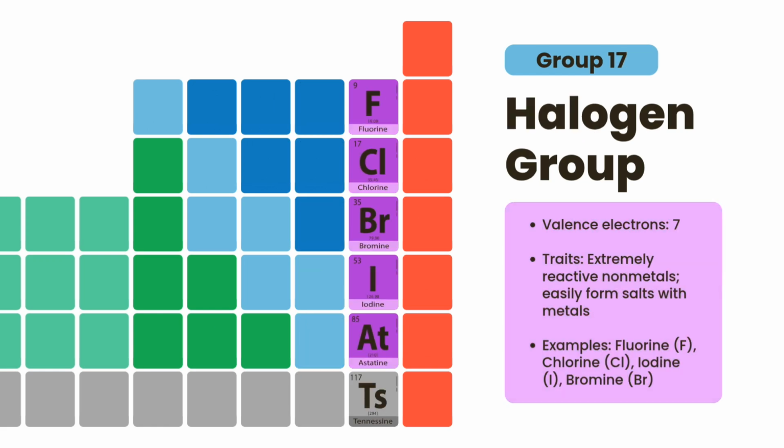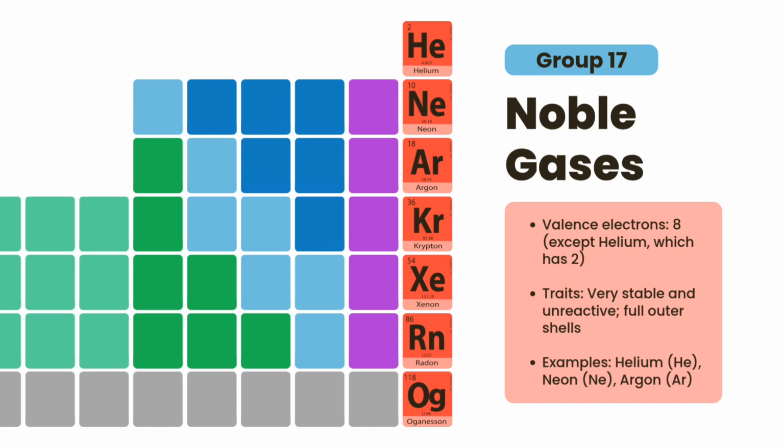Group 17 elements are called halogens. They have 7 valence electrons. Halogens are highly reactive nonmetals and easily gain 1 electron. Examples: fluorine and chlorine. Group 18 contains the noble gases. These elements have a complete outer electron shell. Because of this, they are very stable and generally do not react with other elements. Examples include helium, neon, and argon.